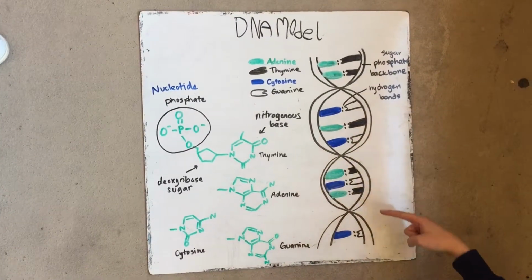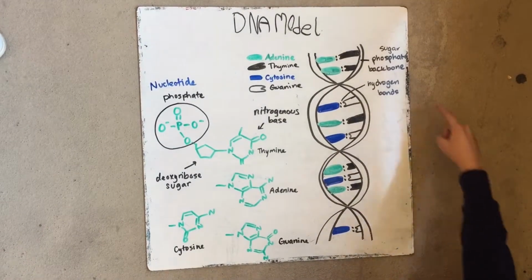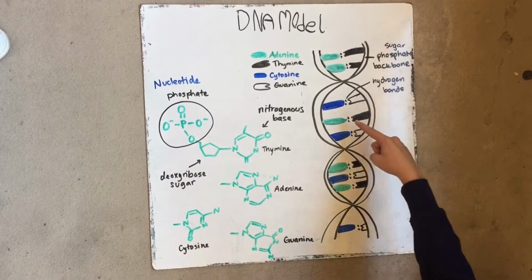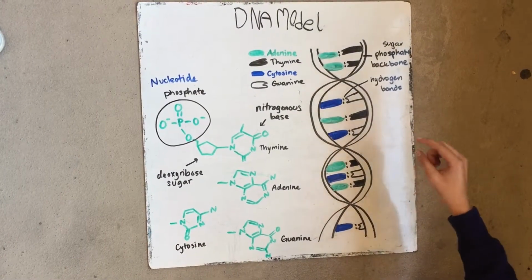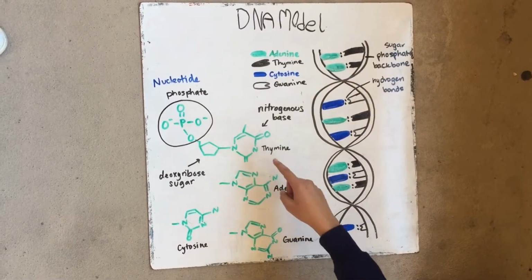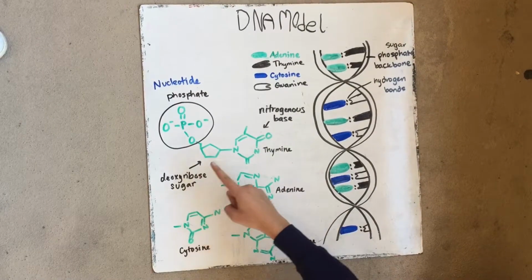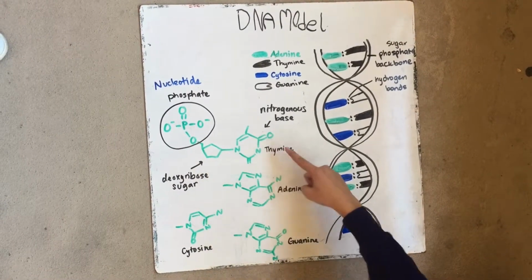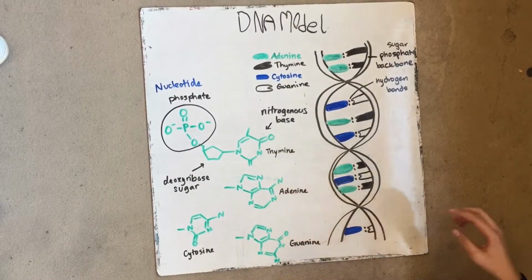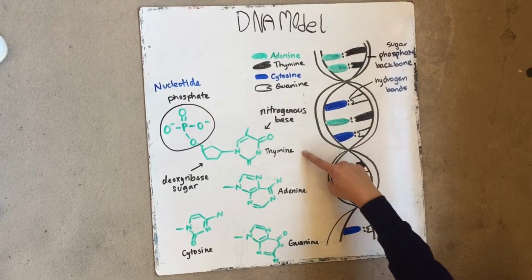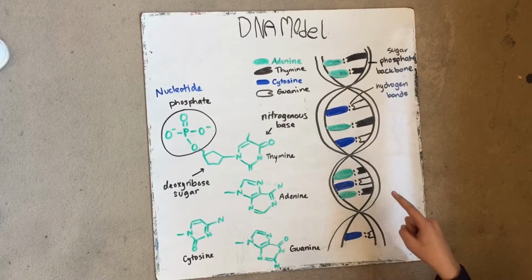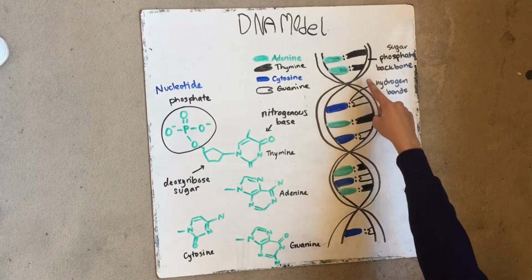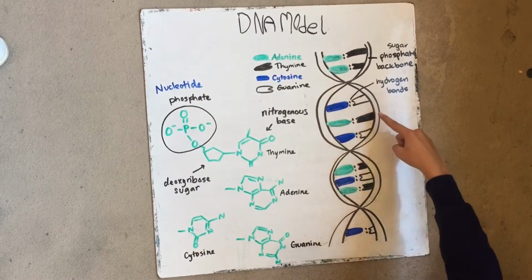This is DNA. DNA is made up of a sugar phosphate backbone with hydrogen bonds and nitrogen bases. And so each part of the DNA is made up of nucleotides, which are made up of a phosphate group, a deoxyribose sugar, and different nitrogen bases. And there are 4 different nitrogen bases. There's thymine, adenine, cytosine, and guanine. And adenine only pairs with thymine, and cytosine only pairs with guanine.